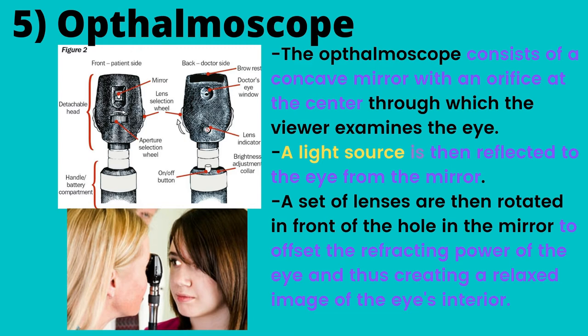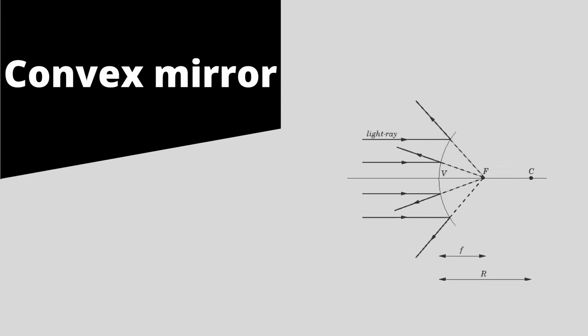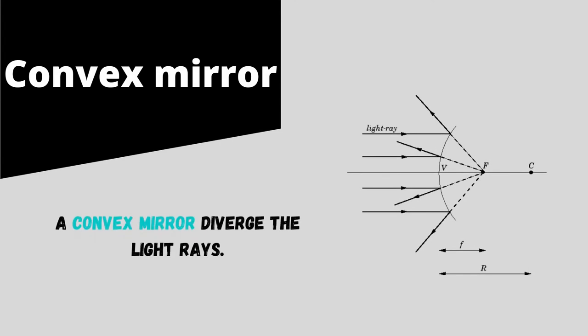So Leng Wei An, can you tell me what is a convex mirror? Okay, thank you for your question, Jonathan Leng Wei. For your information, a convex mirror is a mirror that diverges light rays. As you can see, the light rays traveling towards the convex mirror are diverged and appear to converge at the focal point.